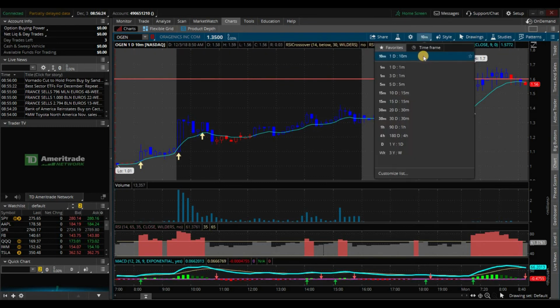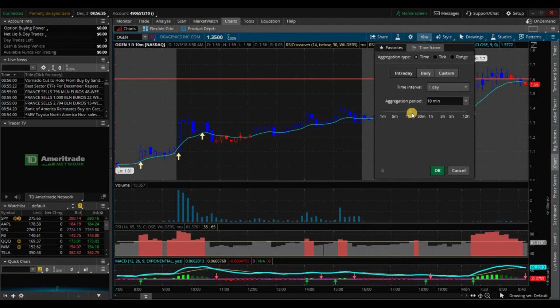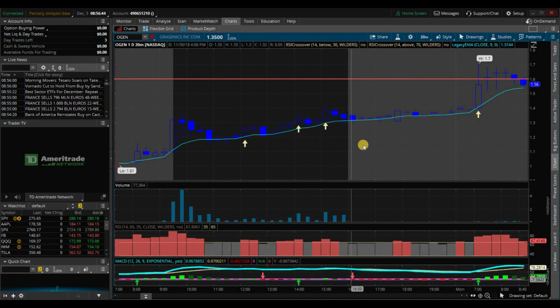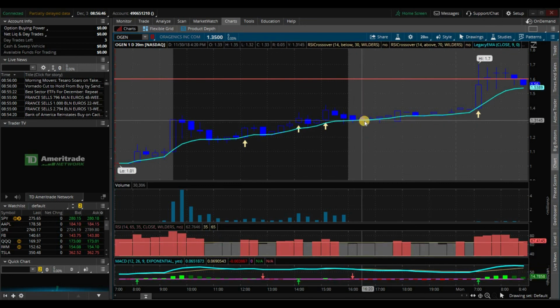Let's try a 15-minute chart. No, let's try 20 minutes. The issue with this chart still is if we get a down signal here, the stock might not even dip. It might dip a tiny bit, like you can see right here, but that's nothing significant. So we want to make our time frame even smaller. Let's try 1 hour.